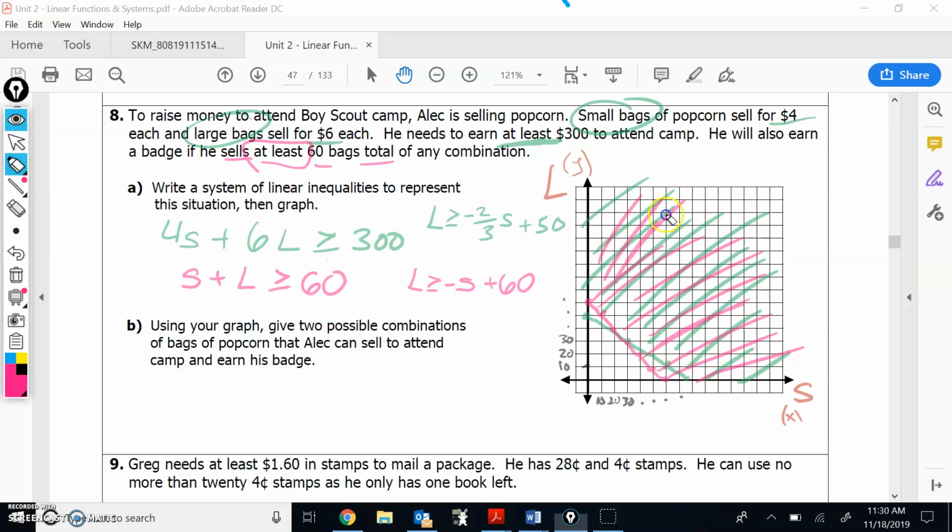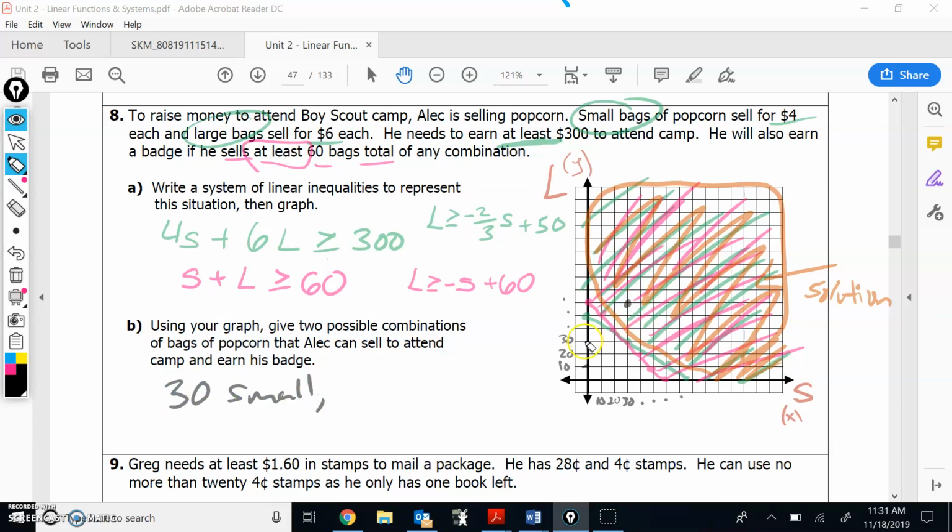Which gives us a whole bunch of options here to have as our possible solution set. So everything basically coming around here, everything in here, that's the solution. And answering question B, give 2 possible combinations. Let's make it easy. Let's go 30, and then up here. So we can do 30 small and 60 large.